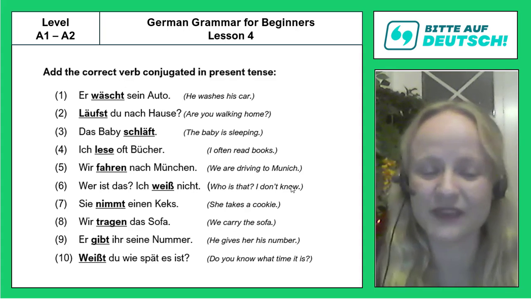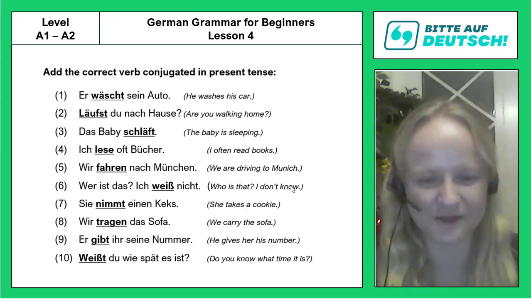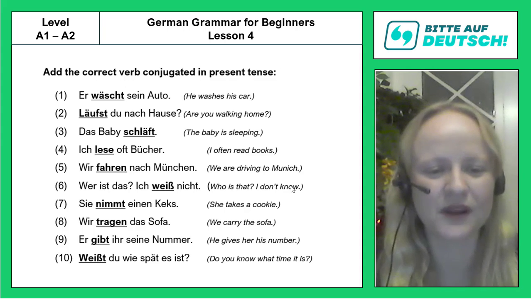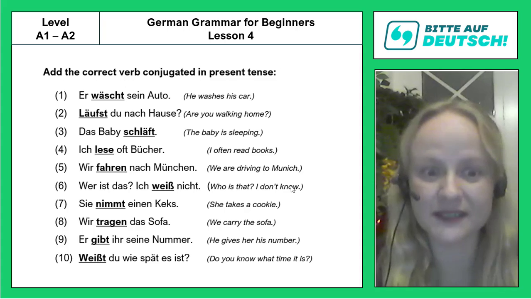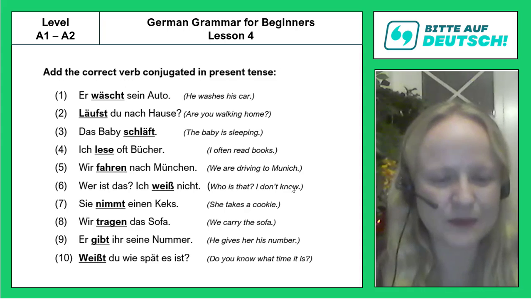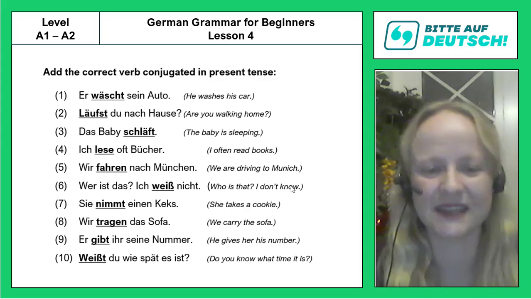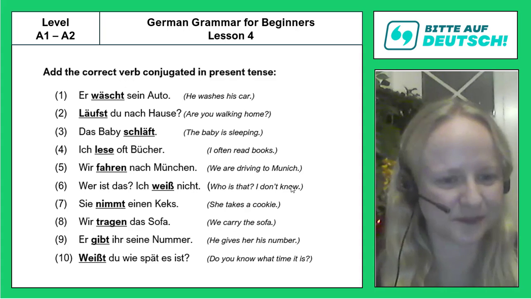Number 6. Wer ist das? Ich weiß nicht. So who is this? I don't know. So we conjugated the verb wissen. The infinitive form is wissen, which is very irregular in all singular forms, including the I form: ich, du, er, sie, es, all irregular. Ich weiß, du weißt, er weiß, and then back to normal for plural. Wir wissen, ihr wisst, sie wissen. Okay, I don't know, ich weiß nicht.